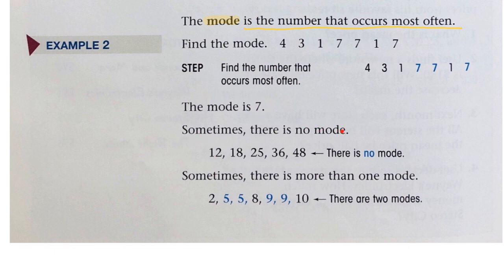Well, sometimes there's no mode. 12, 18, 25, 36, 48. Nothing repeated. So there's no mode. Sometimes there's more than one mode. 2, 5, 5, 8, 9, 9, 10. I see that there are 2 instances of 5 and 2 instances of 9. So then we've got 2 modes. We've got 5 and 9 are the modes for this set of numbers.